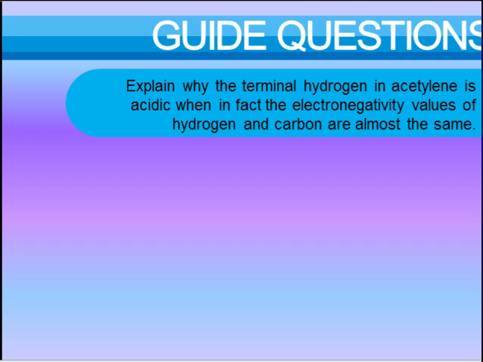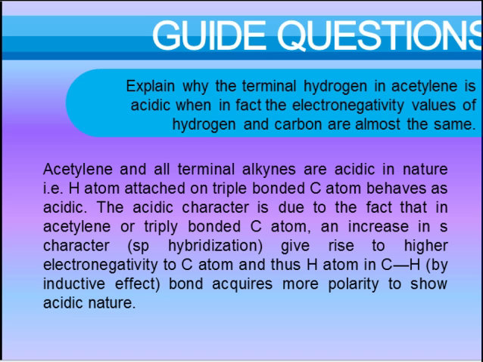Explain why the terminal hydrogen in acetylene is acidic when in fact the electronegativity values of hydrogen and carbon are almost the same. All terminal alkynes are acidic in nature. This is because there is an increase in the S character, making the carbon and hydrogen atom more electronegative by inductive effect, thus acquiring more polarity to show its acidic nature.